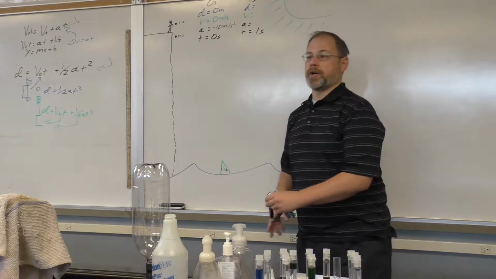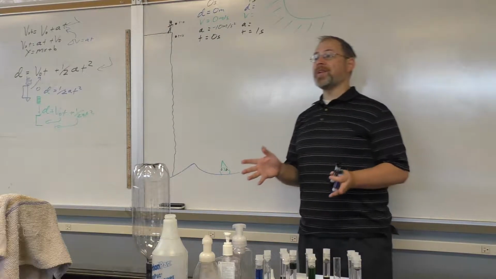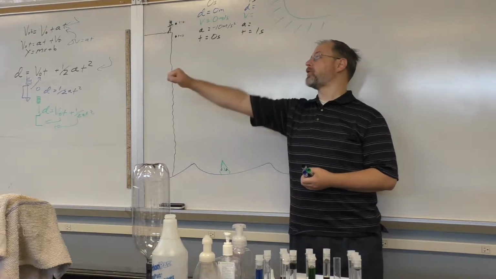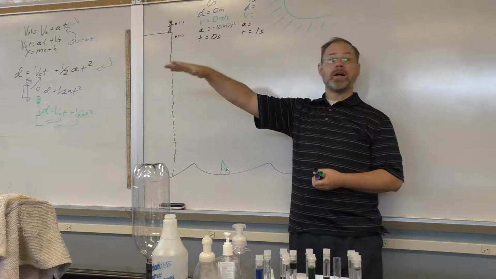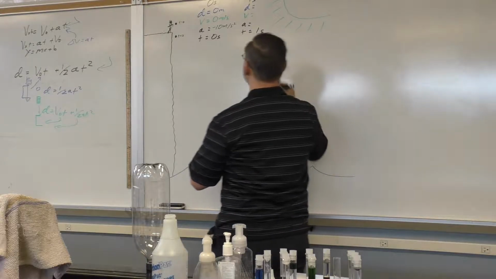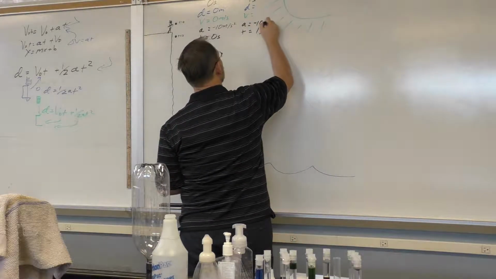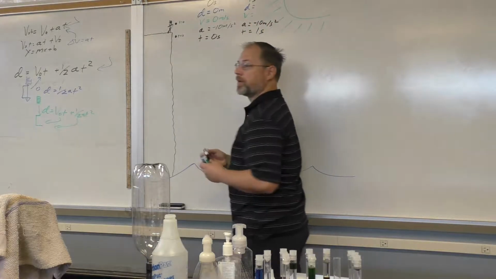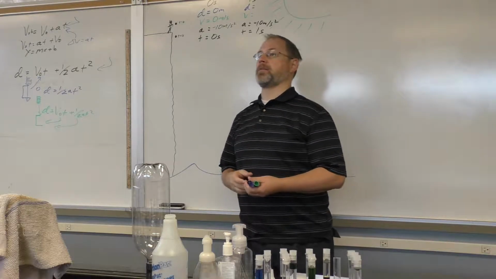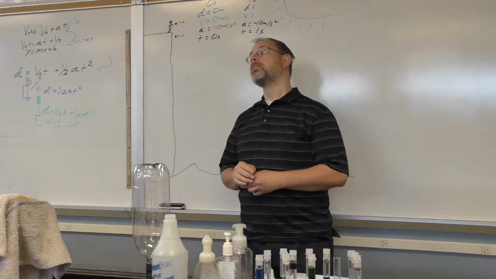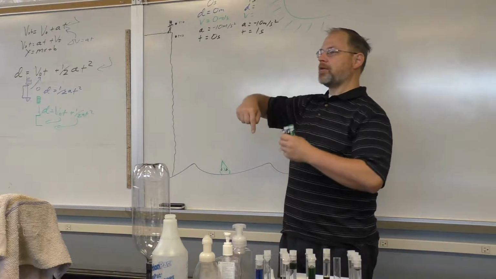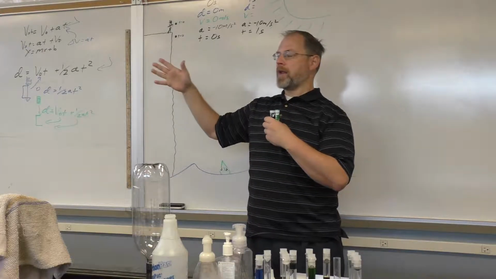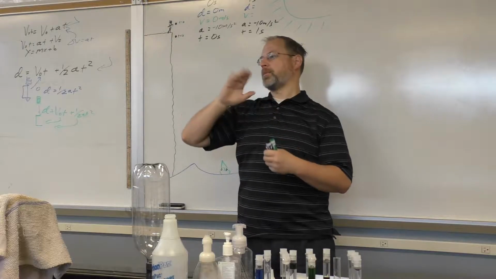The easiest one here is going to be the acceleration. What's the acceleration 1 second after he drops it? Negative 10. Still negative 10 meters per second squared. Okay. As long as that ball doesn't approach the center of the Earth, it's going to be negative 10 meters per second squared.